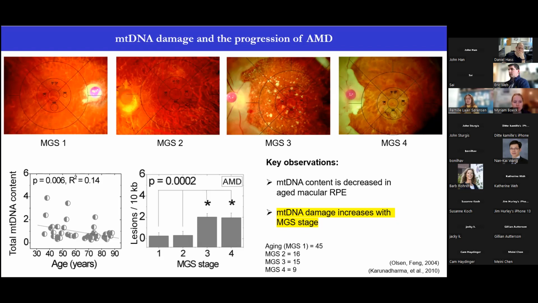But where things really become more interesting is when they decide to look at the amount of lesions in mitochondrial DNA. So as you can see, they found no correlation between mitochondrial DNA lesions and age. But this time, when they delineated the patients by MGS stage and looked at lesions, they found that at MGS stage 3 and 4, patients had significantly more mitochondrial DNA damage compared to stages 1 or 2. So this really provided the basis that, at least in AMD macula RPE, mitochondrial DNA damage is appearing as a phenotype of later stage AMD, possibly maybe promoting the progression of the disease.